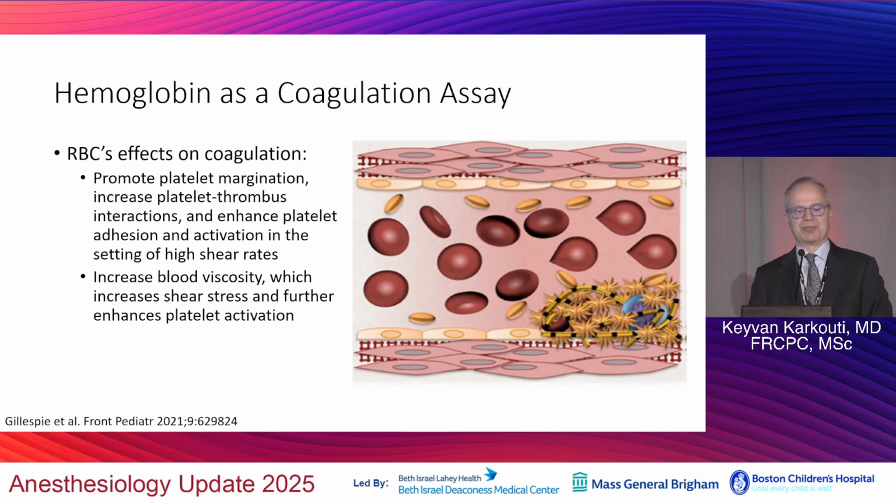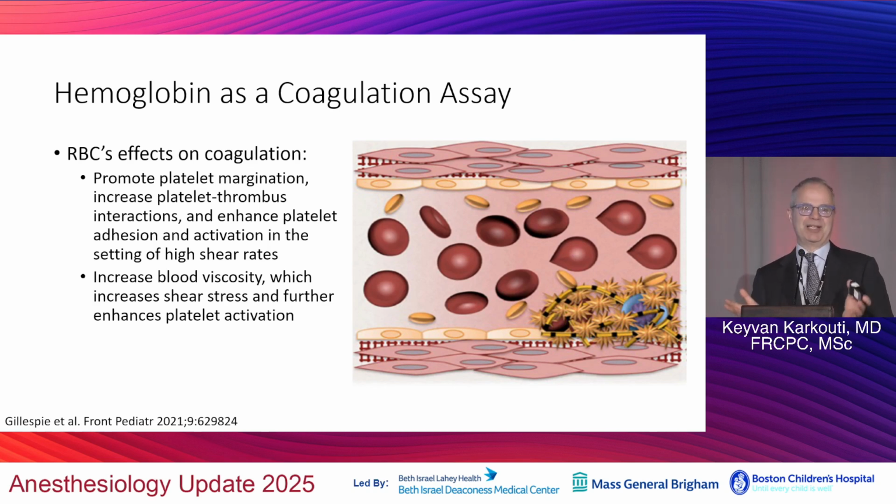RBCs promote platelet margination, they increase platelet and thrombus interactions, and enhance platelet adhesion and activation, particularly in high shear rates. So if you have arterial bleeding, you need good platelet plugs to form, which means you need good platelet activation, which means you need high hemoglobin levels.